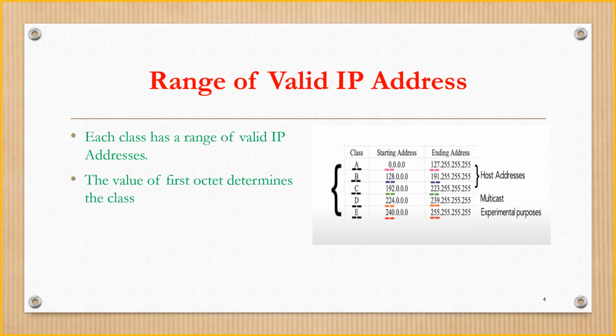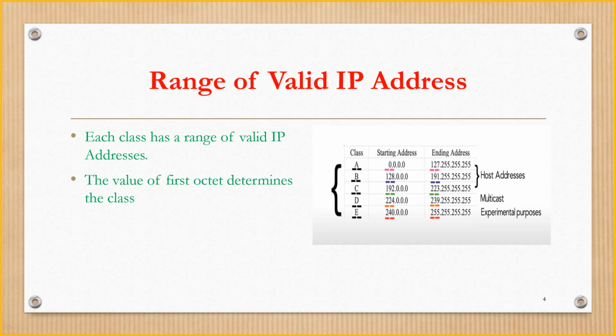So we have seen the range of IP addresses, and each class has a range of valid IP addresses. The value of the first octet determines the class. So whatever the IP address is, the first octet will determine the class of that IP address, whether it belongs to class A, class B, class C, and so on.